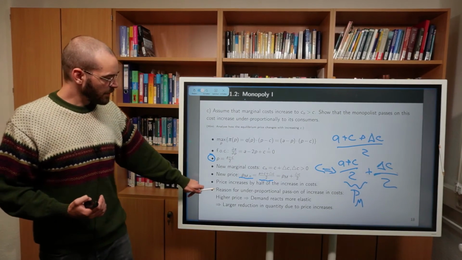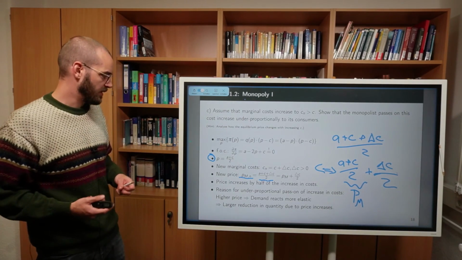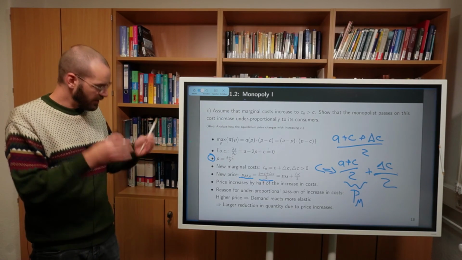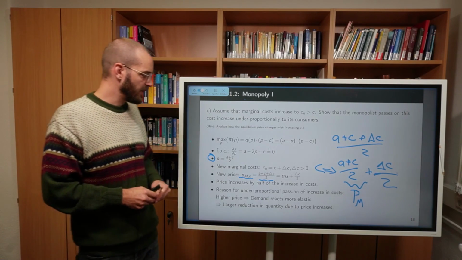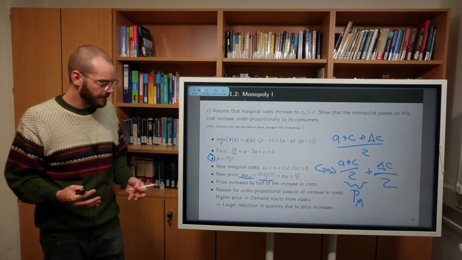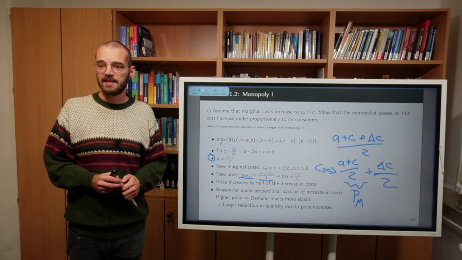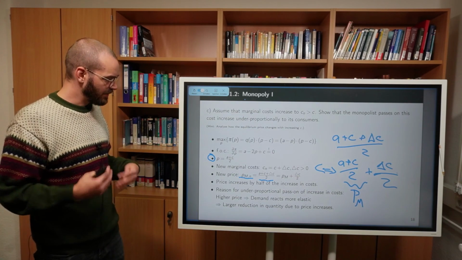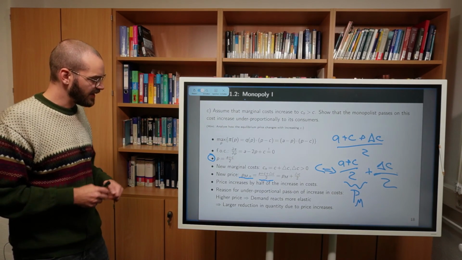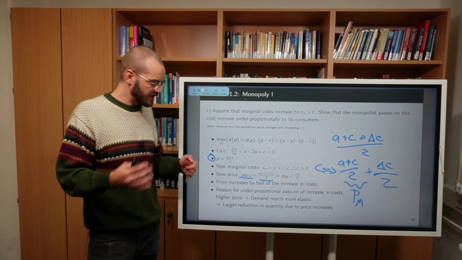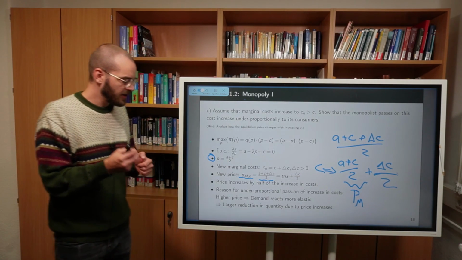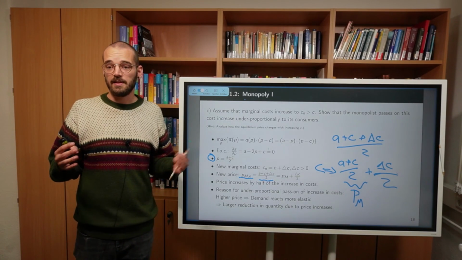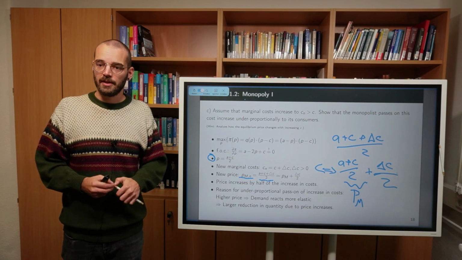The reason for this underproportional pass-on of the increase in costs is that, well, if we already are at higher prices, the demand reacts more elastically. And more about elasticity in a minute, but just for now, let's just accept this, that demand reacts more elastically, which means that a larger reduction in quantity happens for any given increase in price, right? So the demand reduction effect is overproportional to the price increase effect.